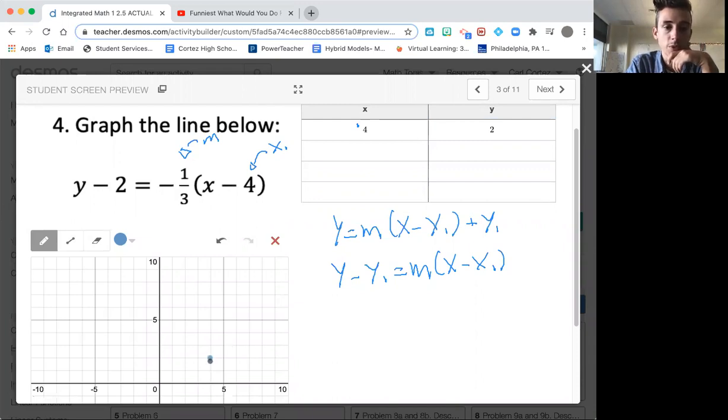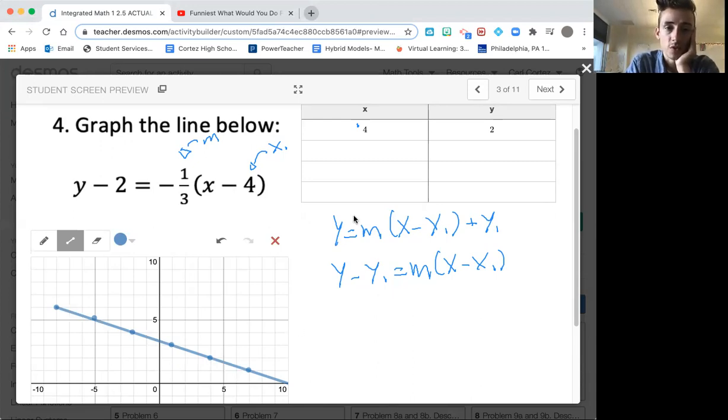So this is 4, 2: over 4 in the x direction, up 2 in the y direction. For the slope, I'm going down, let's see. I'm rising -1, going over 3. So over 3, down 1. Then I could keep that going, over 3, down 1. If I'm backtracking, over 3, up 1, over 3, up 1. You've got a plethora of points now that you can use, and you're done. And I know it's a negative slope because it's going down and to the right, so that makes sense. Sound good?